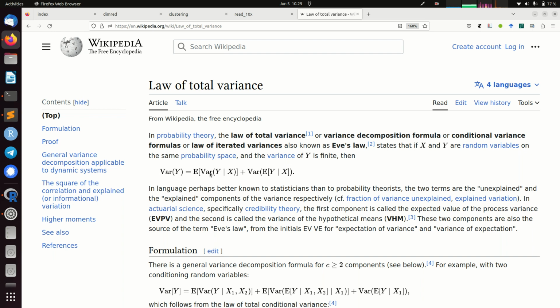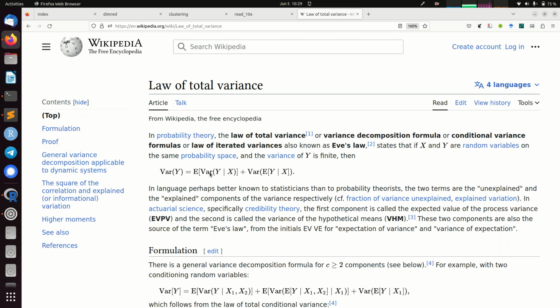So we start off by saying the expectation of the variance of kj given sj, qj, plus, and now the other way around, the variance of the expectation of kj given qj. So what does this mean? Let's look at the second thing. What is the variance of kj given qj? Well, let's start on that side, that's easier.